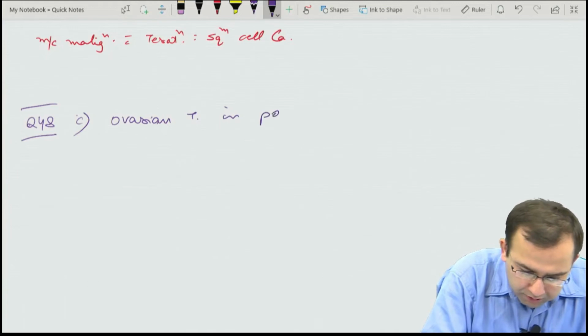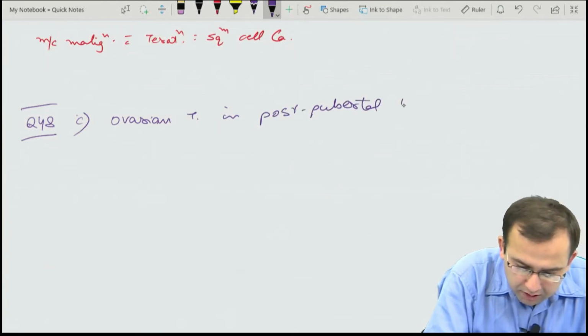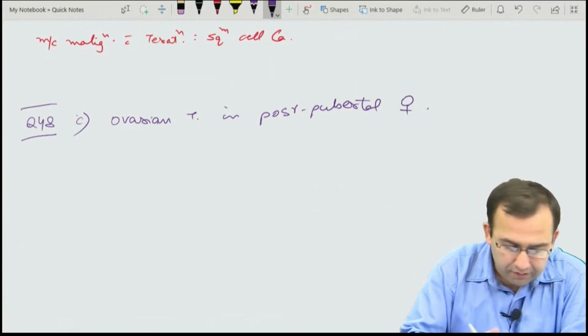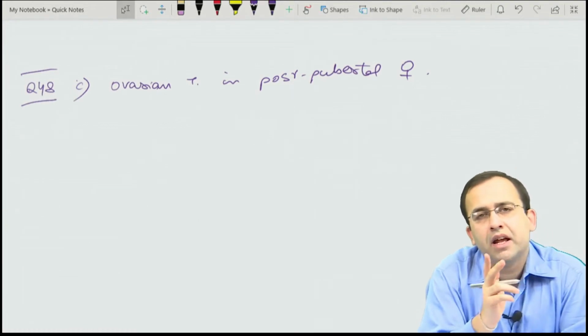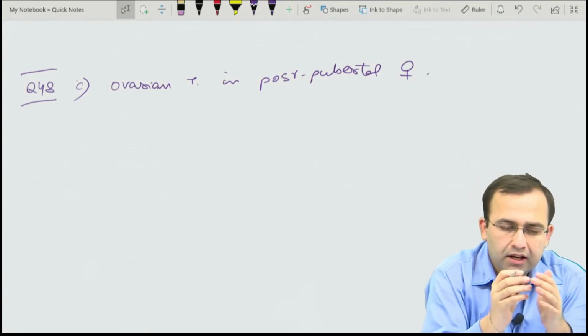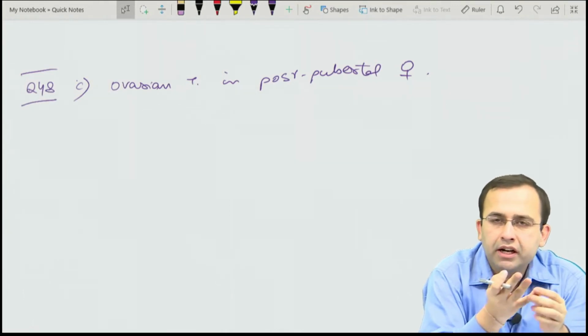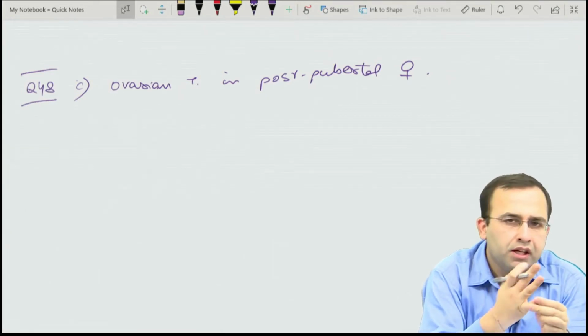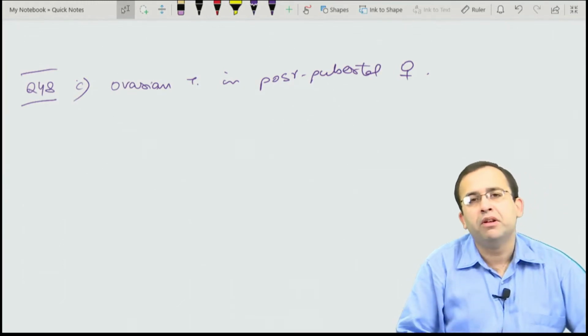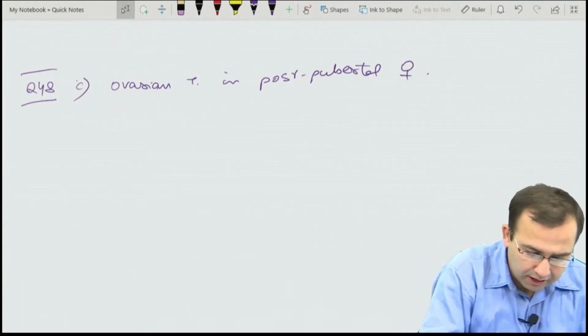Ovarian teratoma in a postpubertal female is considered an immature teratoma irrespective of its elements. In males, 95% of testicular tumors are germ cell tumors, not worried. Teratomas as such occur in children, so options A and B were out. The answer is C.